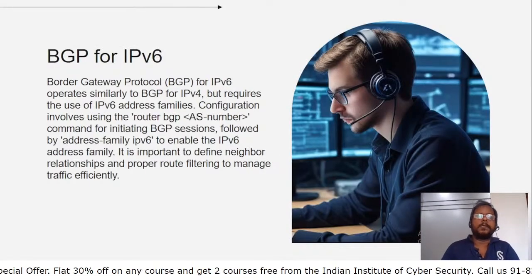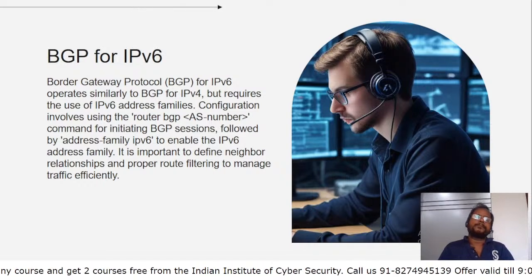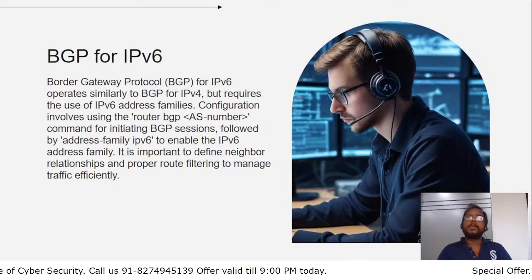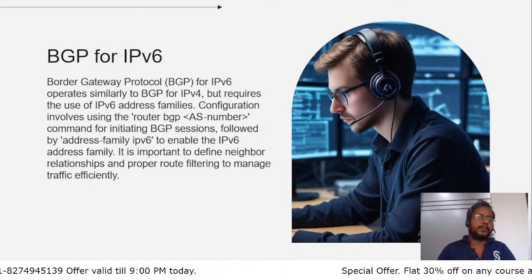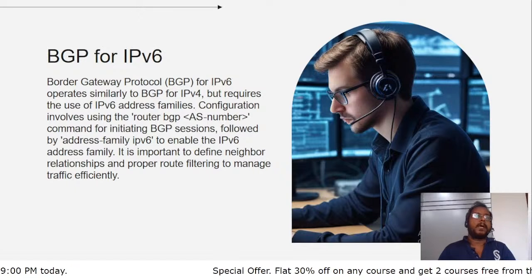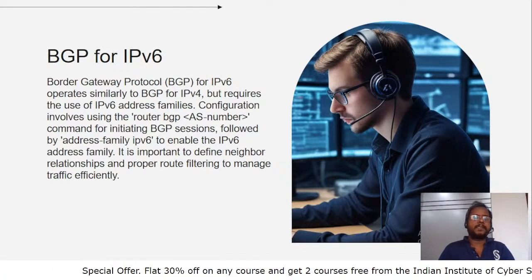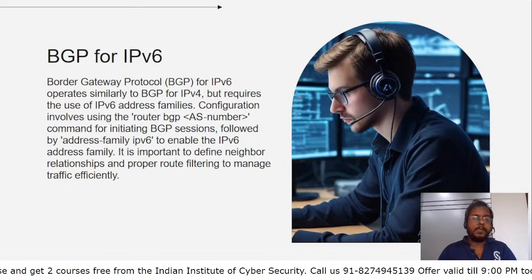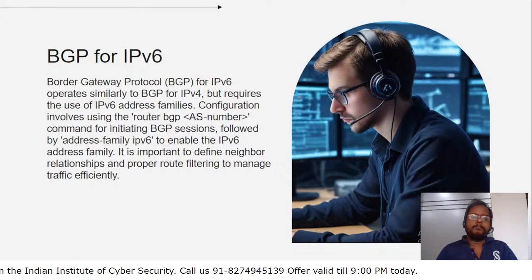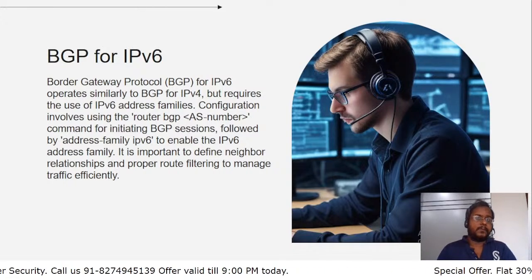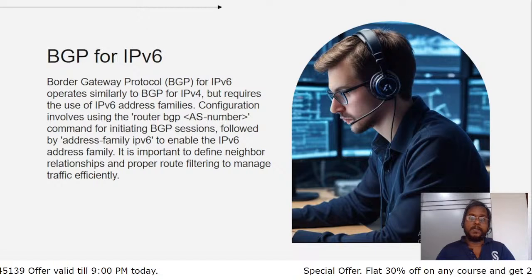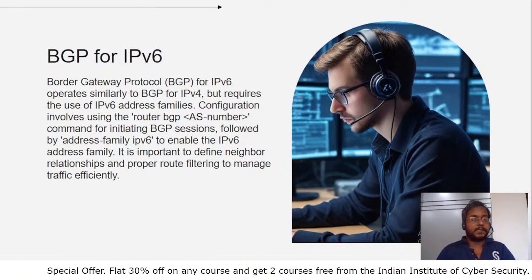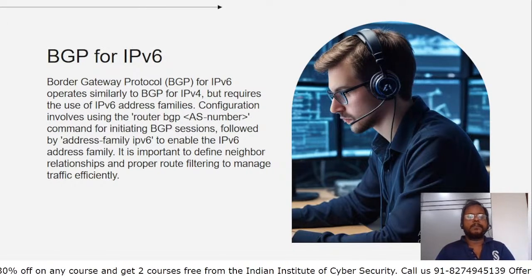Then the BGP for IPv6. Border Gateway Protocol, or BGP, works similarly to BGP for IPv4, but requires the use of IPv6 address families. So that is a feature that you have in BGP. You have either the IPv4 address family there or the IPv6 address family. The configuration involves using router bgp, and then you give the AS number like in IPv4, and you initiate the BGP session, and then you give this special option, address family. Then you have to specify IPv6 explicitly to enable the IPv6 address family. Otherwise, it would accept only IPv4. Now it is important to define peer relationships and proper route filtering.